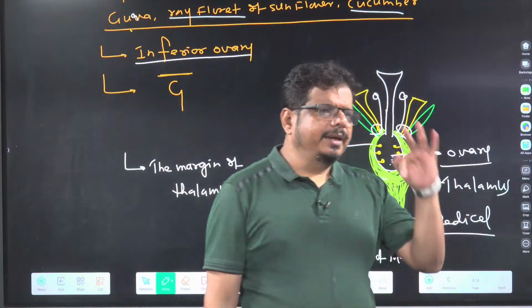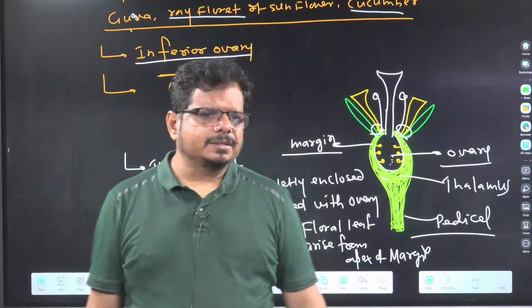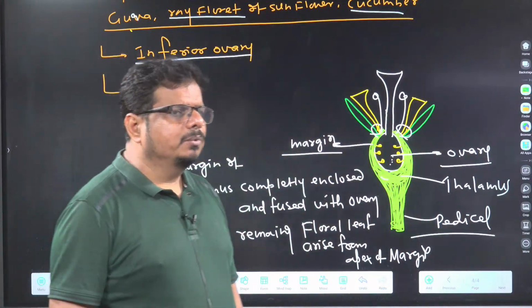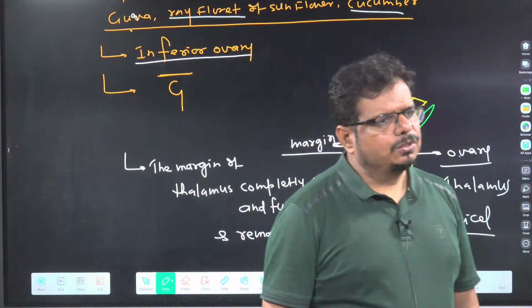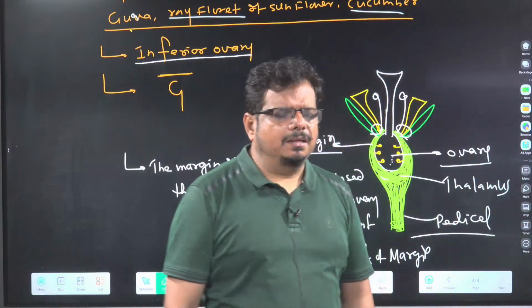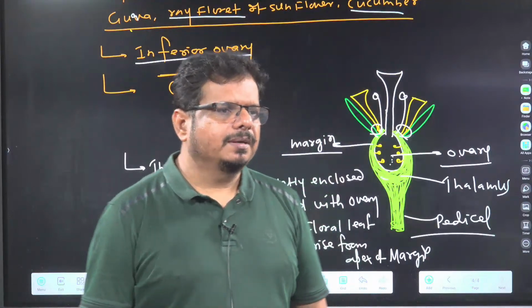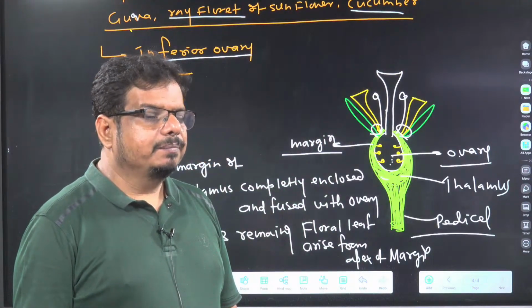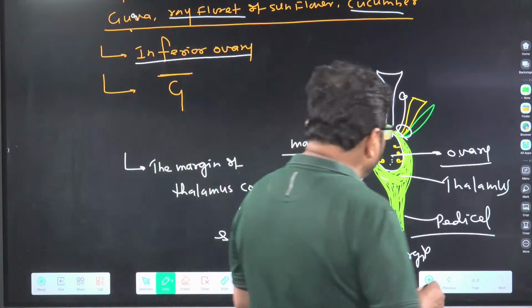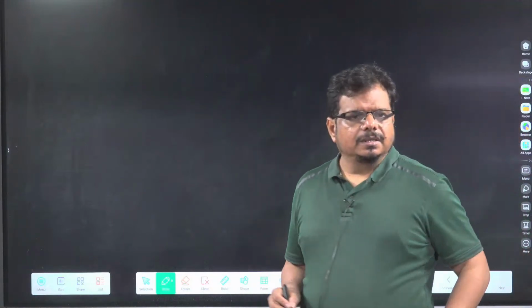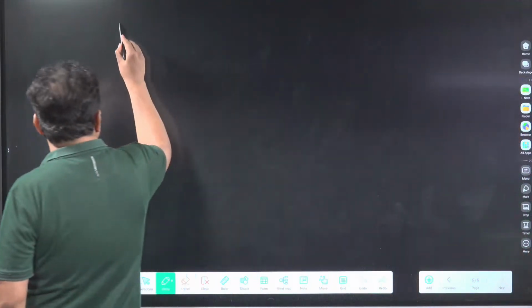So there are three types of conditions we find based on the position of the ovary, with an example also. And of course questions are asked from here. It is important for question asking. Getting the idea? Now we are moving ahead to the parts of flower. Now we are going to talk about which one? Parts of flower.